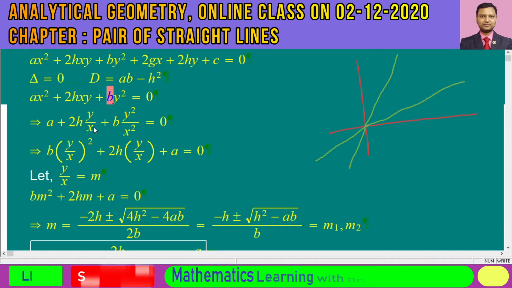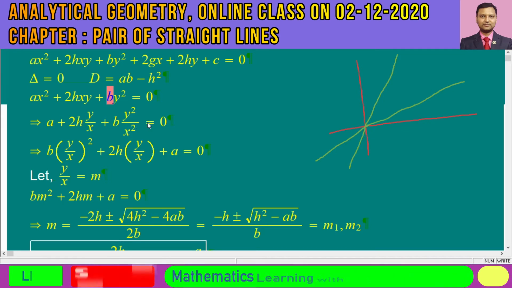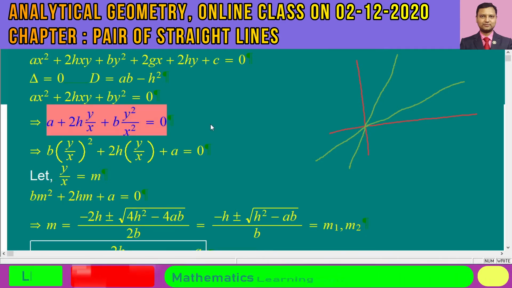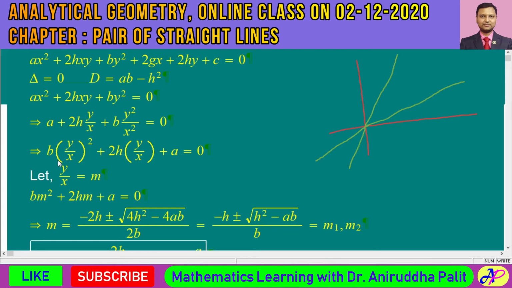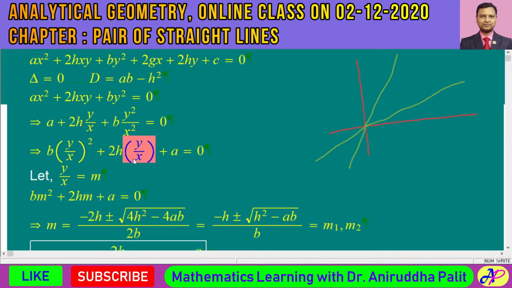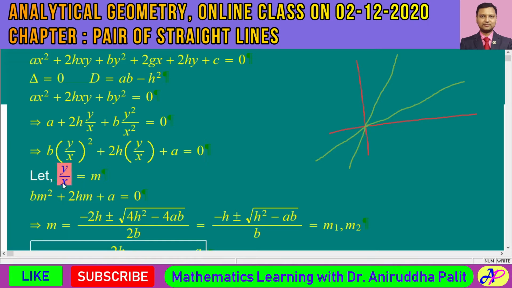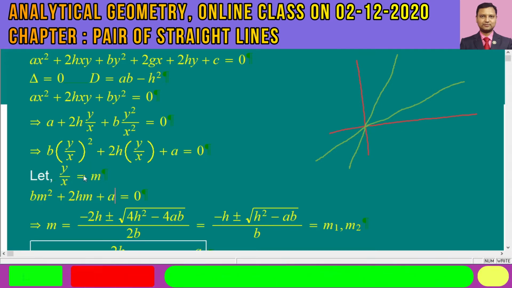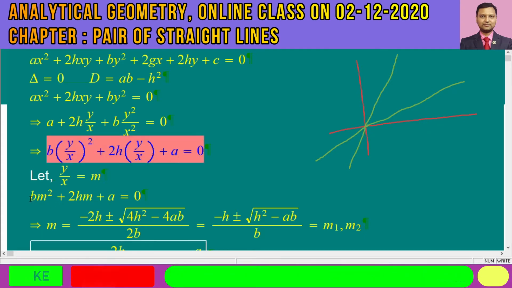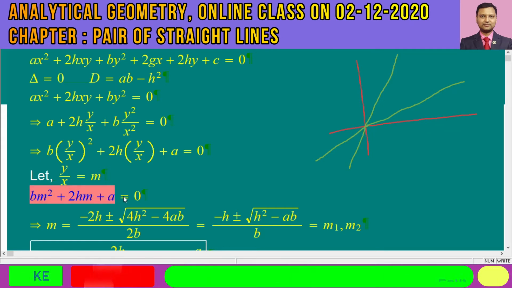Anyway, so we divide this expression by x square. Then we get this kind of equation, and this can be written in this way: b into (y by x) whole square plus twice h into (y by x) plus a is equal to 0. Now we suppose that y by x is equal to m. In that case, this equation would give us b into m square plus twice h into m plus a is equal to 0.